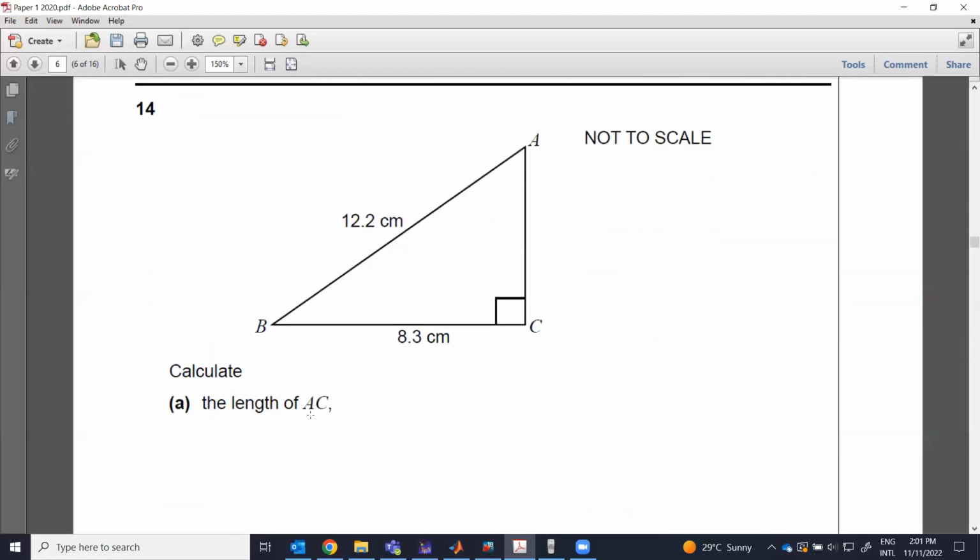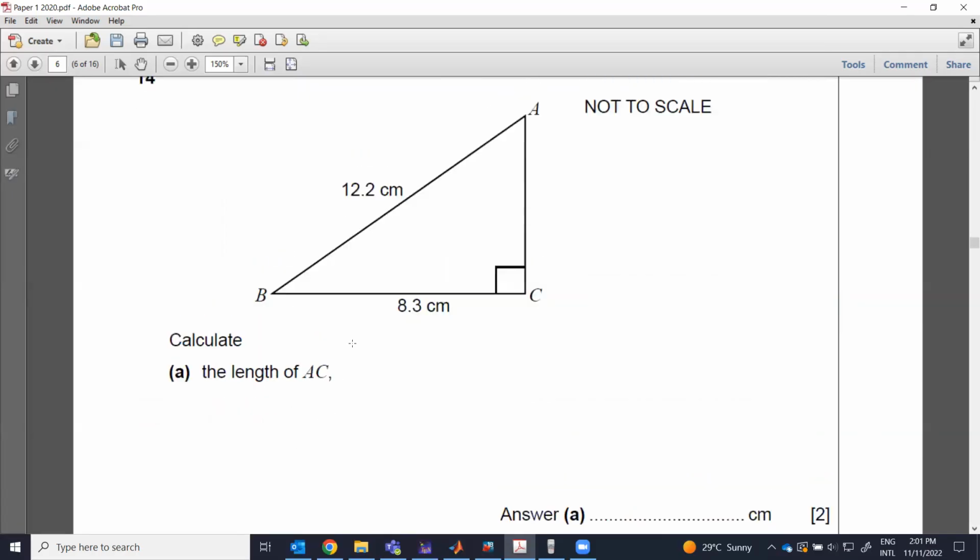Okay, number 14, we have a right angled triangle. We have to calculate the length AC. Here we just have to make use of Pythagoras theorem. So take note, this is not drawn to scale, so don't use your ruler to measure this and then write it over there. You must use Pythagoras theorem.